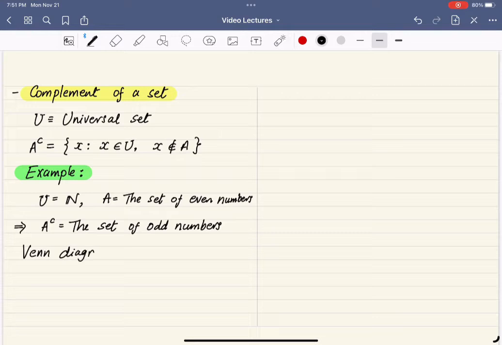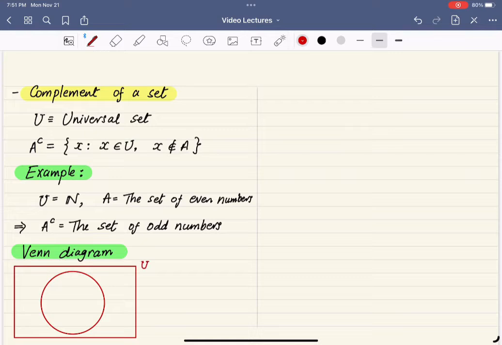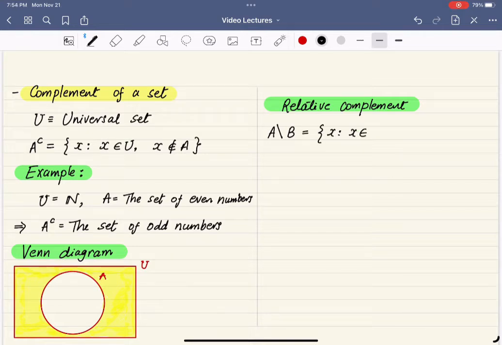Again, through a Venn diagram, it becomes clear to visualize. Suppose you have set A inside a universal set U, then its complement is all the elements that lie outside of set A. Alright, moving on. There's another important concept called relative complement. So given two sets A, B, A minus B is defined as all the elements of A that do not belong to B. Now this is called the relative complement of B with respect to A.